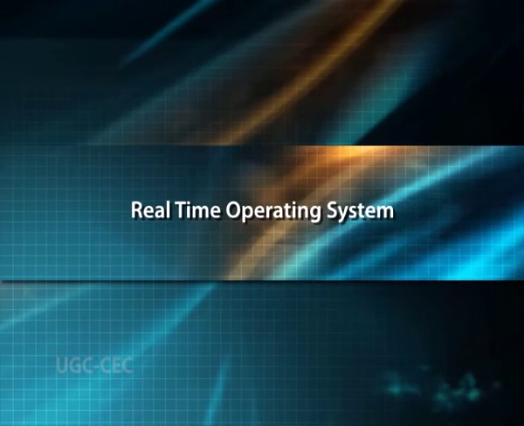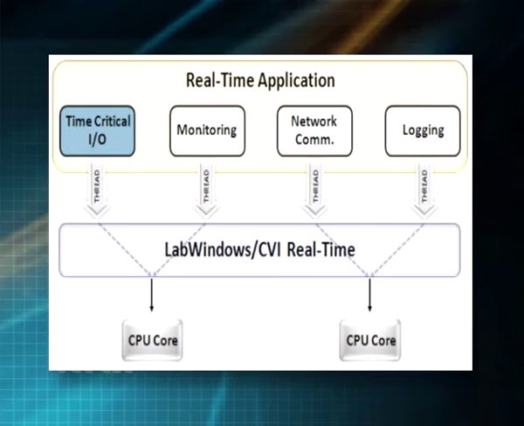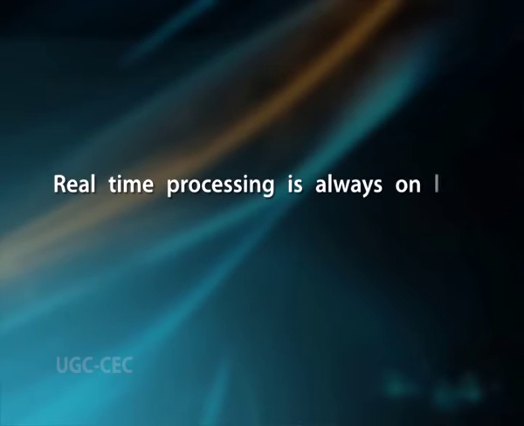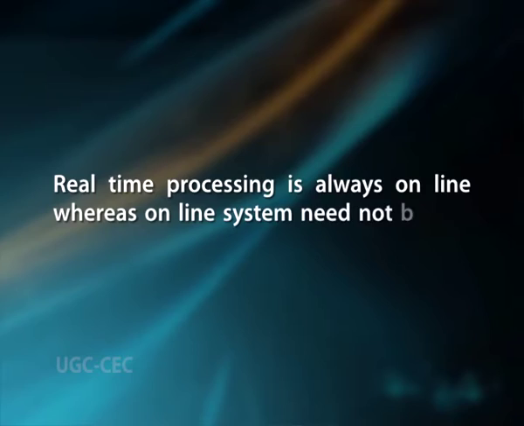Real-time operating system. A real-time system is defined as a data processing system in which the time interval required to process and respond to inputs is so small that it controls the environment. Real-time processing is always online, whereas an online system need not be real-time. The time taken by the system to respond to an input and display the required updated information is termed response time. So, in this method, response time is very small as compared to online processing.